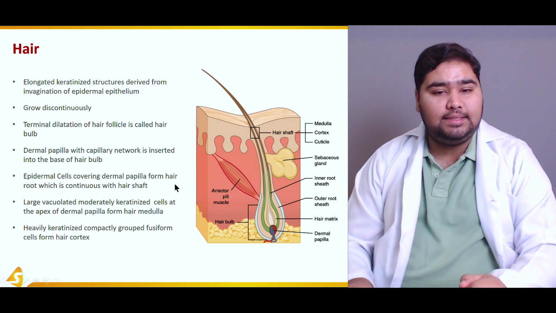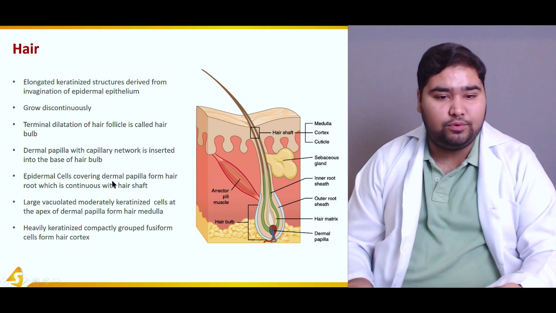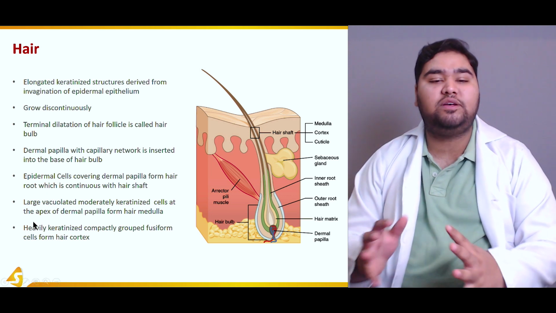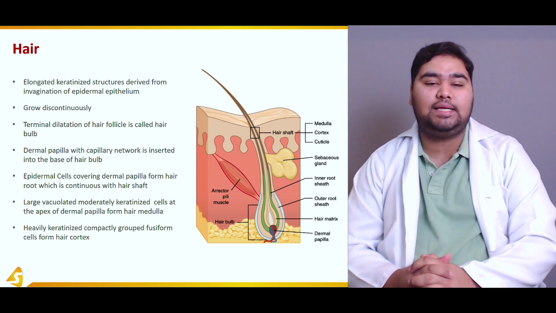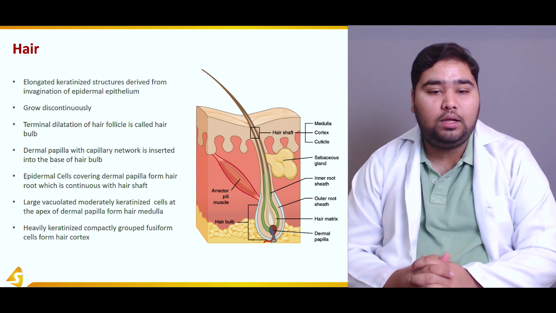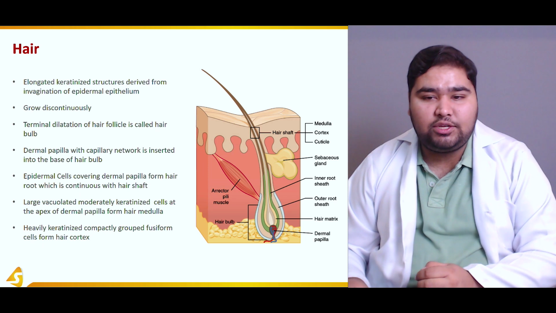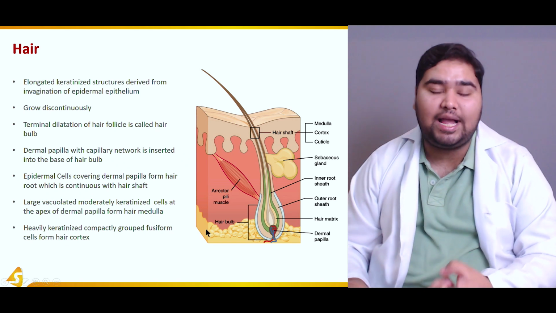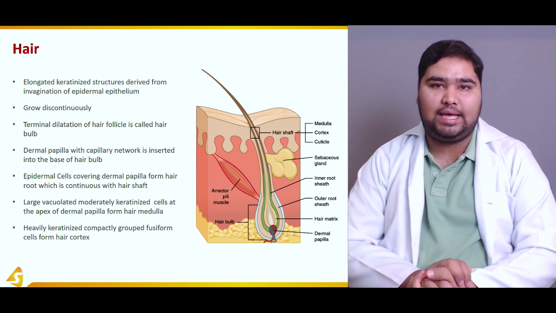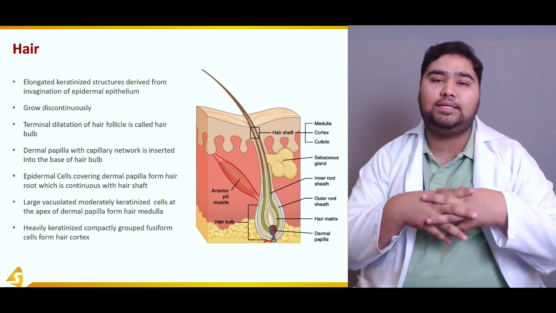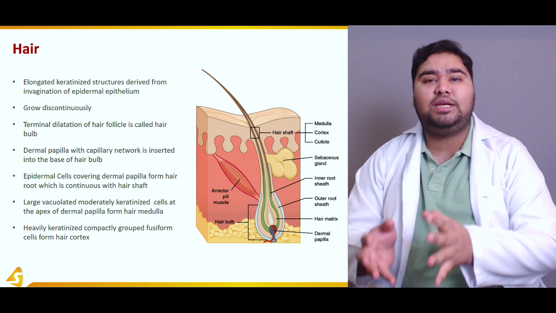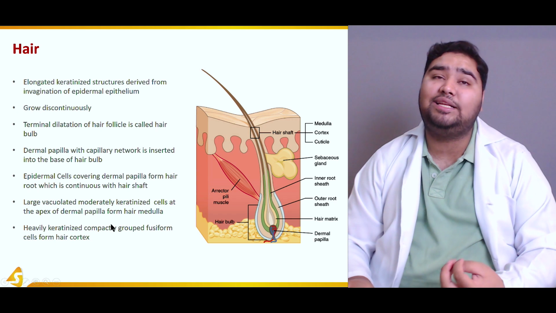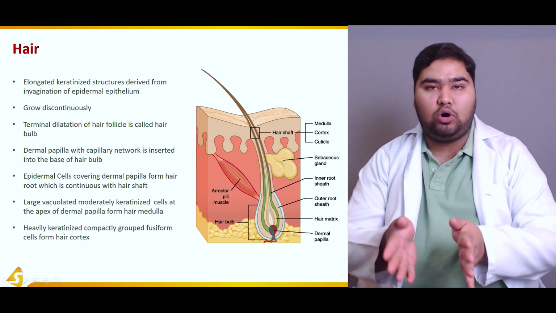The epidermal cells which cover the dermal papilla form the hair root, which is continuous with the hair shaft. There are large vacuolated, moderately keratinized cells at the apex of the dermal papilla that form the hair medulla. As you can see, the hair medulla is the central light colored portion which is formed by large vacuolated cells which are moderately keratinized. As I mentioned earlier, hair is a keratinized structure, but there are different levels of keratinization within the hair. There's this inner structure, the medulla, that is not heavily keratinized. It is moderately keratinized.